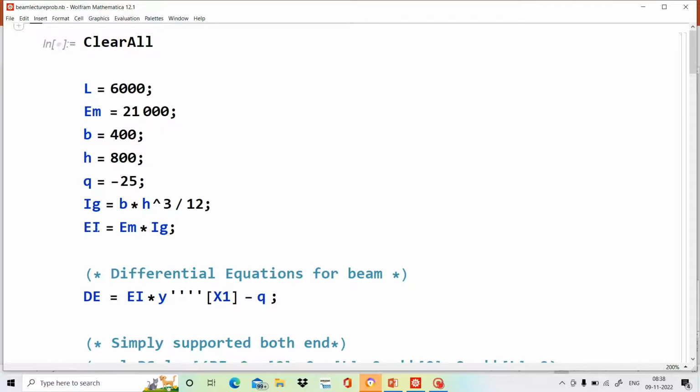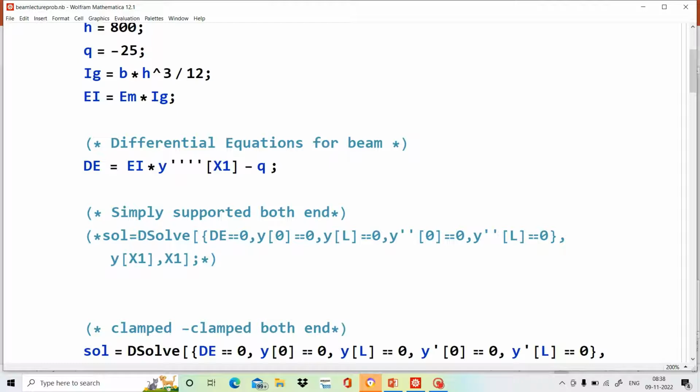Then EI, the flexural rigidity, or bending rigidity we can say, would be E times I. After that we know the differential equation for a beam, which we have just seen: EI d⁴y/dx⁴, which is a function of x, equals q. When we bring it to one side, the equation will be EI d⁴y/dx⁴ minus q equals 0. So this is the differential equation.